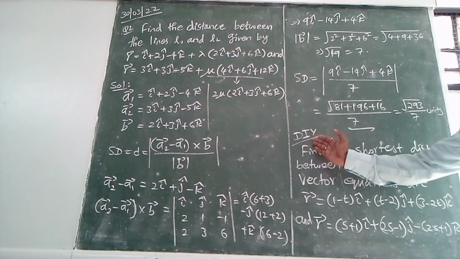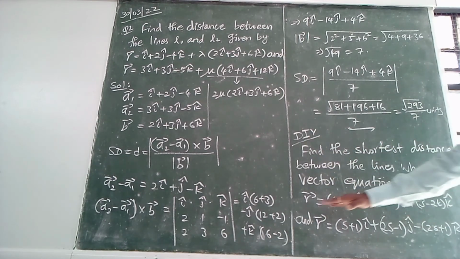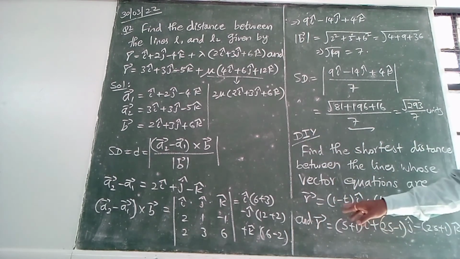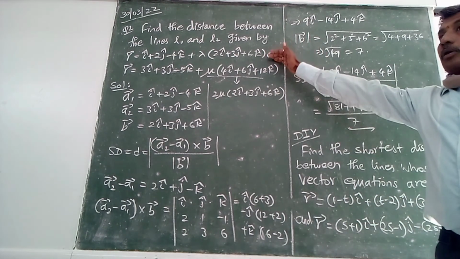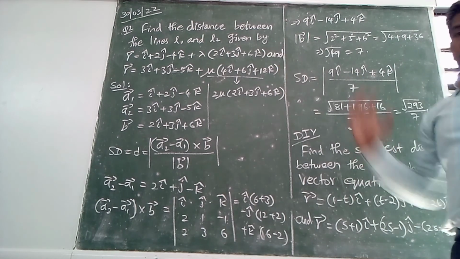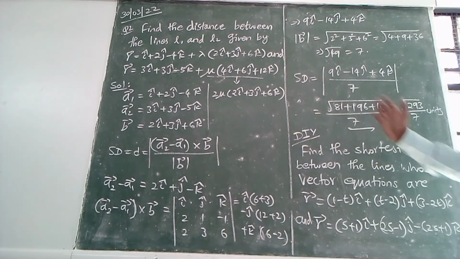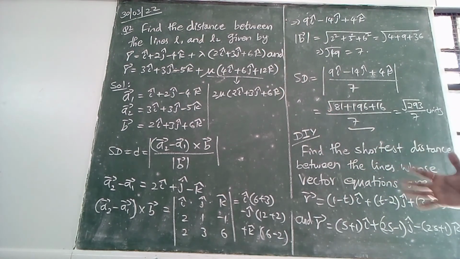So you can try this question yourself. Here it is given a little bit tricky. You have to separate the i cap with each term, then you will get it in the form of r vector equal to a vector plus lambda b vector. Then we can proceed with the same method, either this skew method or parallel method, that you need to find out and do it.